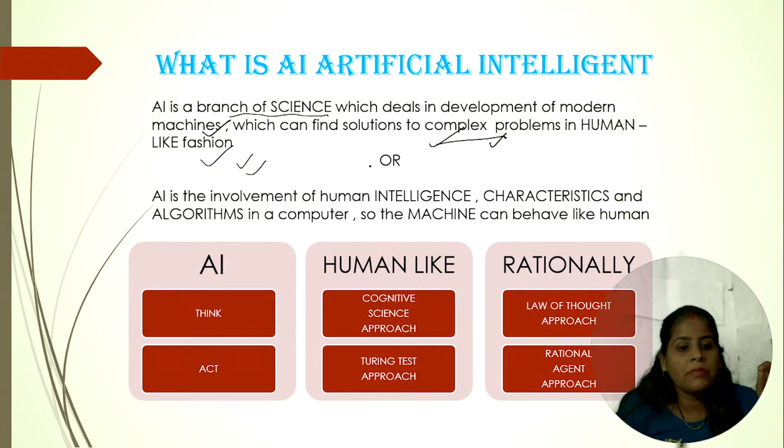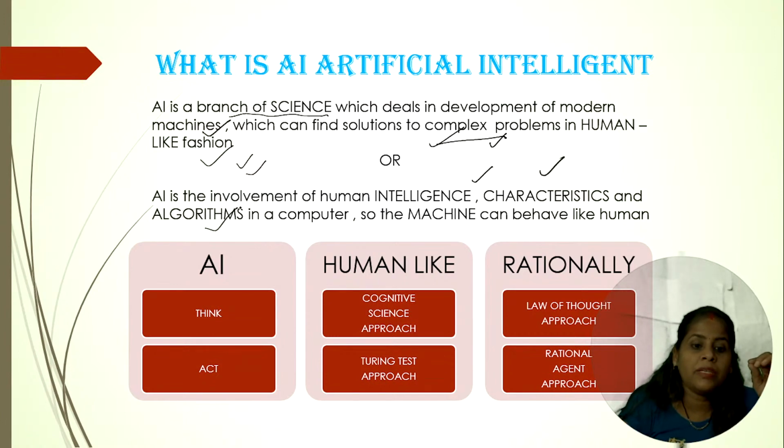So this is the difference. Development of modern machines which can find solutions to complex problems in a human-like fashion. Now AI is, this is another definition. AI is the involvement of human intelligence, characteristics and algorithm in a computer.